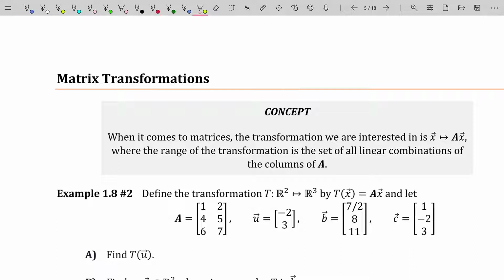All right, so when it comes to matrices, the transformation we are interested in is the transformation that takes the vector x and transforms it into the product A times x, where the range of the transformation is the set of all linear combinations of the columns of A. Now let me just piece that apart a little bit to make it more understandable.